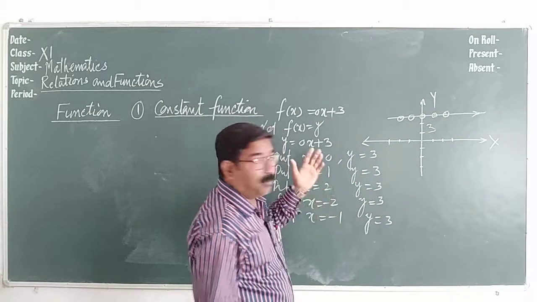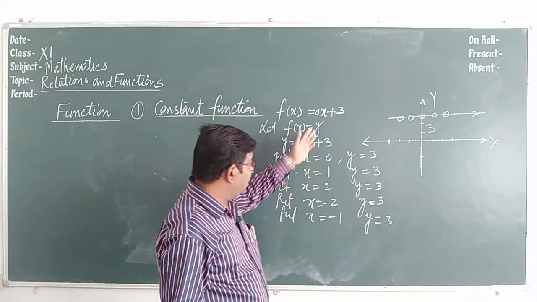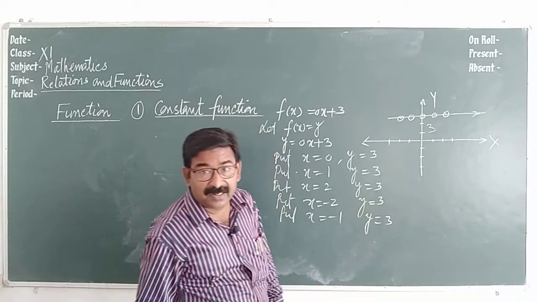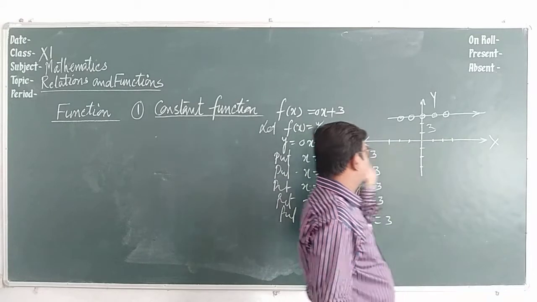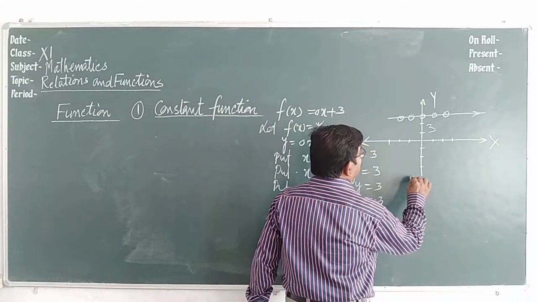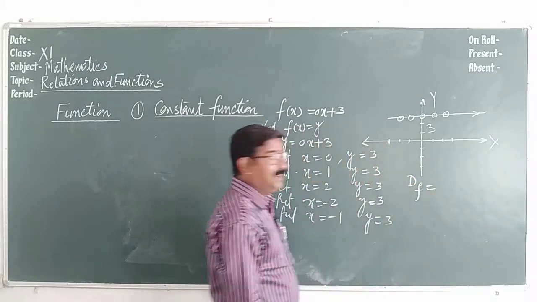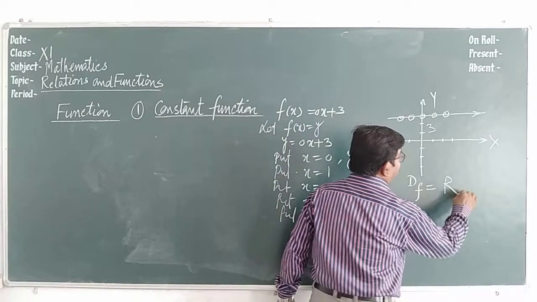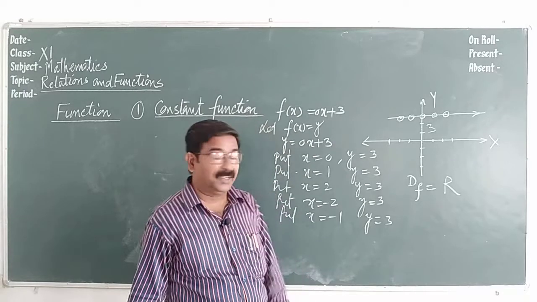And what values are we taking? We are taking any value for x. Clearly, if we take any value on the x-axis for the function, it means the domain of the function. We write it like this: D_f, the domain of the function, is all real, we write R.